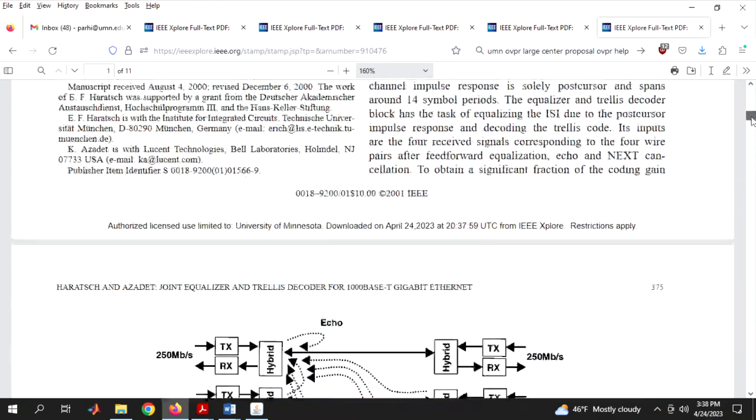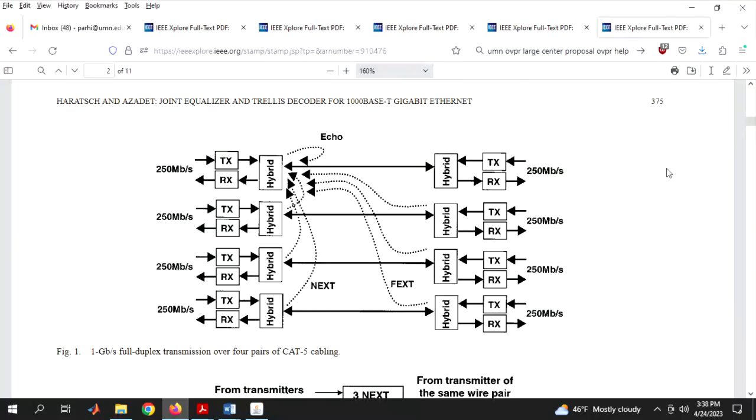From Journal of Solid State Circuits. So this is how the gigabit Ethernet standard works, IEEE 802.3ab. Okay, so what is going on here?